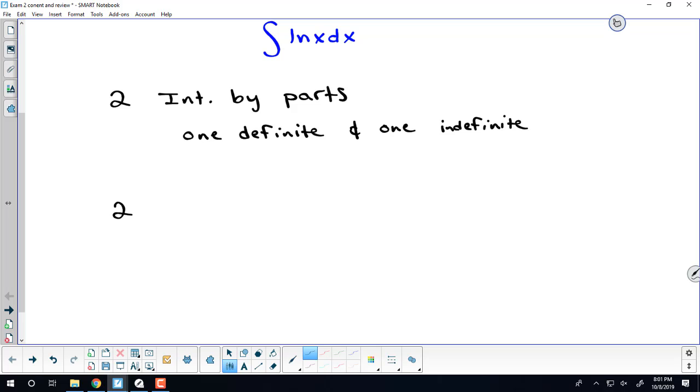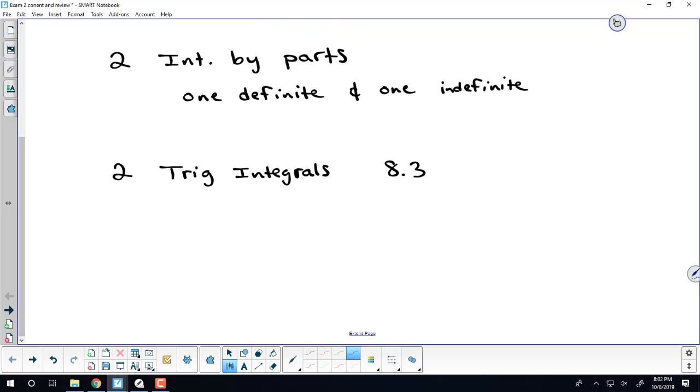There's 2 questions for trig integrals. That was section 8.3. Those involve powers of sine and cosine. I forget which one they use, but we'll just say it's cosine to the n, sine to the n, and the powers of secant and tangent.